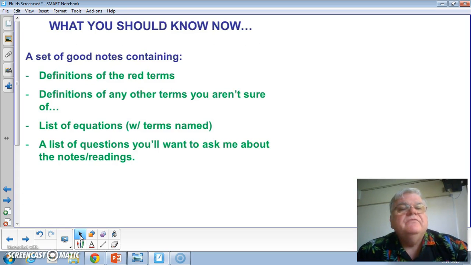What you should know now: the definition of all the red terms we did. Definitions of any other terms you aren't sure of. You should have a list of equations that we've gone over, including the names of all the terms. And a list of questions you want to ask me about the notes or the readings. Coming into class and saying, I don't get any of it, that's not a question. That tells me you didn't read it. Read the assignment, make a list of specific questions, and ask me those.